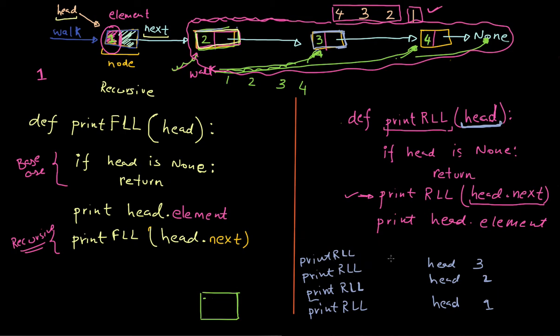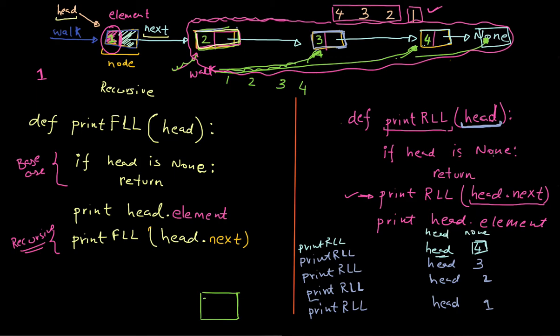I call PrintRLL again. At this point, I have my head that is pointing at this node which contains the element 4. And it's true that head is not None. Head is None is false. I'm going to call PrintRLL again. So when I call PrintRLL again, what is head.next going to point at? If head is pointing at this node which contains the element 4, head.next is going to point at None. So at this point, head is pointing at None.